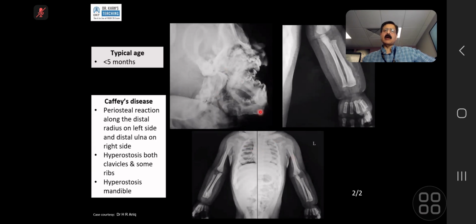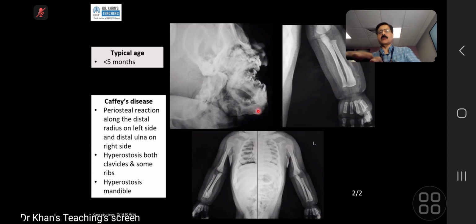And then the mandible. And in the exam, they will show you this long bone, and then you have to ask the examiner and say that I want to see the mandible. Mandible is a very pathognomonic sign of this. So remember, Caffey's disease, definitely you can consider in your differential diagnosis.